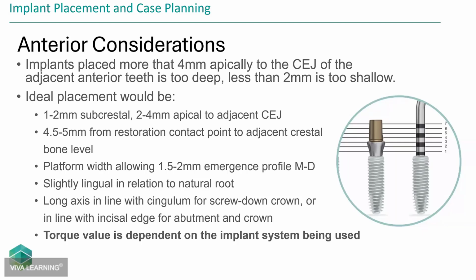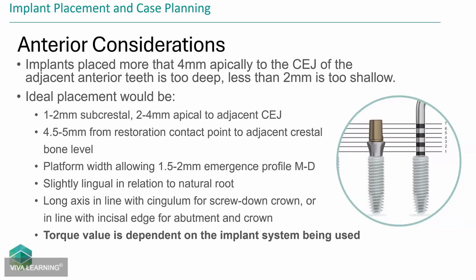But in general, the CEJ of the adjacent teeth, particularly in the anteriors, where you really want to make sure to place your implant, between 2 to 4 millimeters to the adjacent CEJ, and you want to be a little subcrestal. And if you're really planning, 4 to 5 millimeters restoration from the adjacent crestal contact point, that's for papilla. Because a lot of these cases, the papilla ends up being the hardest thing to manage, particularly in the anterior.